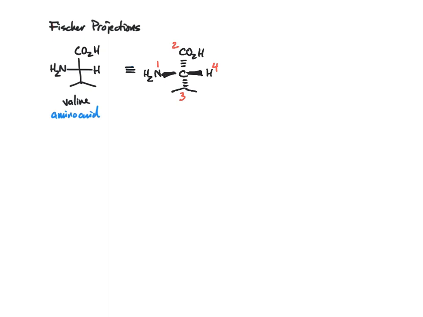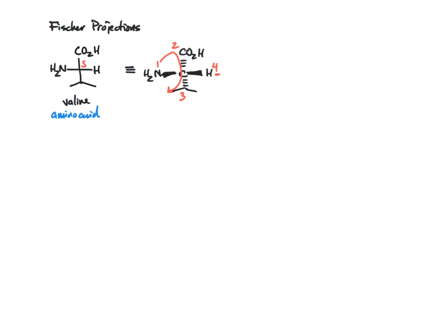So when you connect these numbers, 1 to 2, 2 to 3, in that sense you're going clockwise, but since this is towards you, you have to reverse it. So what you should end up with ultimately is assigning that as S.